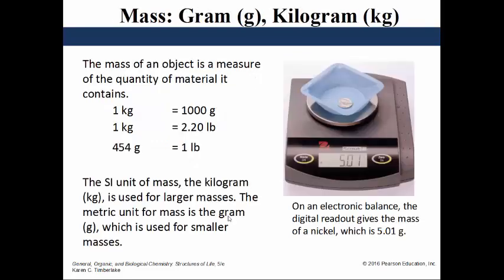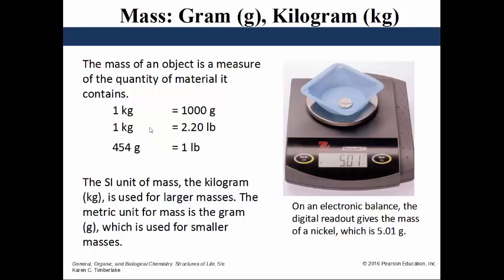Alright, when we talk about mass, we'll be using the gram or the kilogram. Now, the mass of an object is its measure of the quantity of stuff that it has, the quantity of material that's found inside that object. 1 kilogram is the same thing as 1,000 grams, because a kilo always means 1,000. So this word will literally break down into 1,000 grams, kilograms.